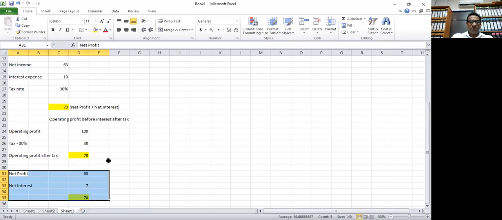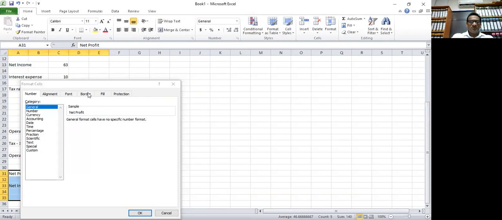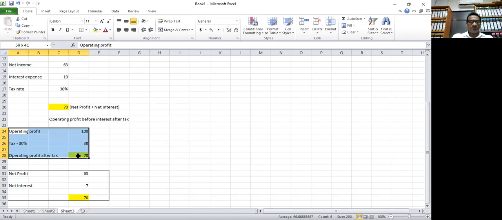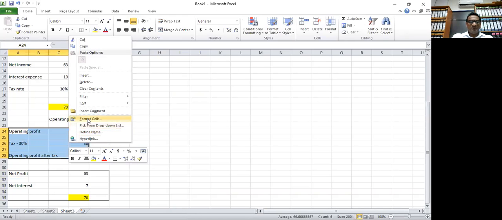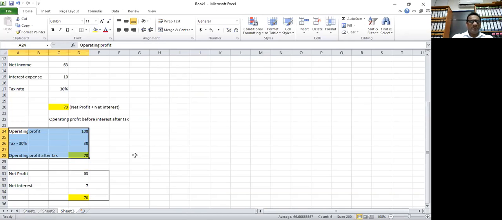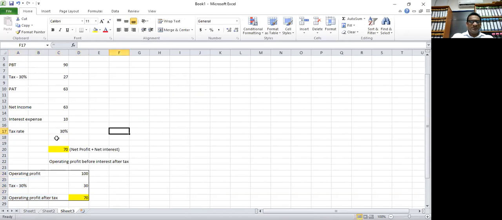I'll separate so you will not mix up. So this is one way of getting the answer. You take net profit and you add the net interest. That is one way. This is the other way. From the operating profit, you take the tax liability out of it and you take the difference, that is operating profit 100, tax 30. So difference is 70. So this is the other way.